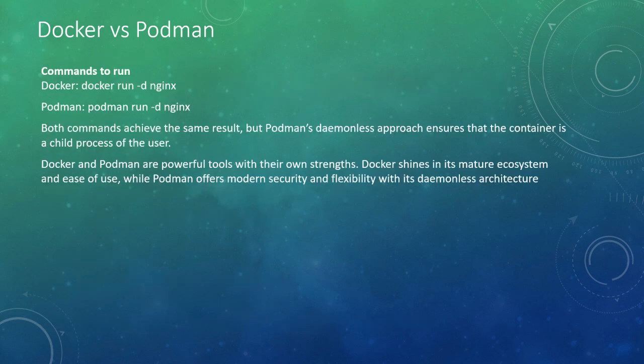Now, when it comes to commands, there are different commands available in Docker to create a Dockerfile, Docker image, etc. A very common command is docker run -d nginx, and in Podman it is podman run -d nginx. Both commands achieve the same results, but as we already discussed, Podman takes a daemonless approach, and it ensures that the container is a child process of the user.